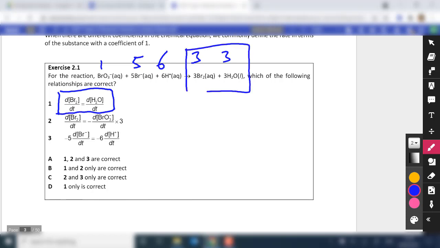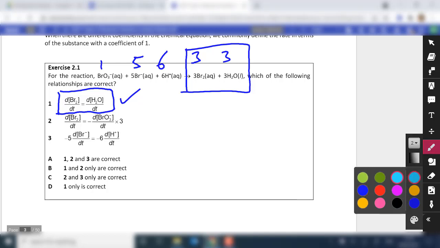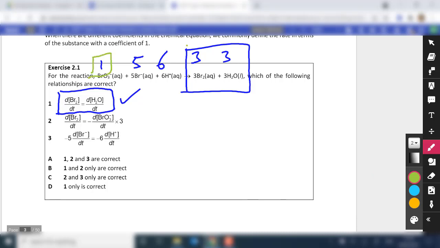Well, it is true because both of them take on the same stoichiometric ratio. So this will be true. Then, is it true that the rate of production of bromine is equal to 3 times the rate of disappearance of BrO3-? If we look at the stoichiometric ratio, I guess it has to be true here. Just a brief look, yeah, because the ratio is 1:3. So that means that bromine will form 3 times faster than BrO3- disappears. In order for the values to equate, I need to multiply the rate of disappearance of BrO3- by 3. So I'll choose option 2 to be correct as well.